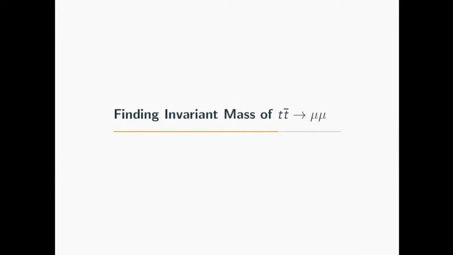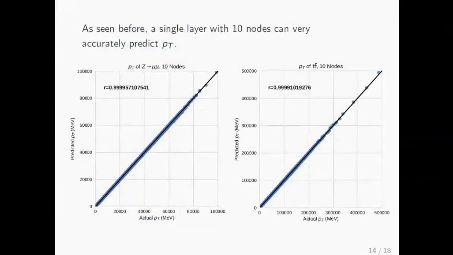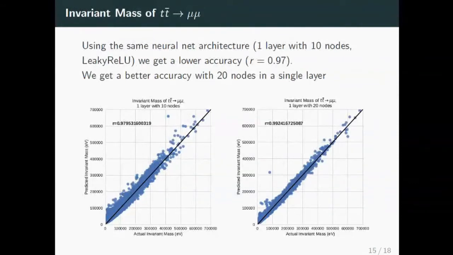So what about invariant mass? Like we saw beforehand, we had pretty good accuracy with PT. With invariant mass, using the same neural net architecture, which is one layer, 10 nodes, and leaky ReLU, we drop our accuracy down to 0.97. We get a better accuracy with 20 nodes in a single layer, but it's still nowhere as good as PT.